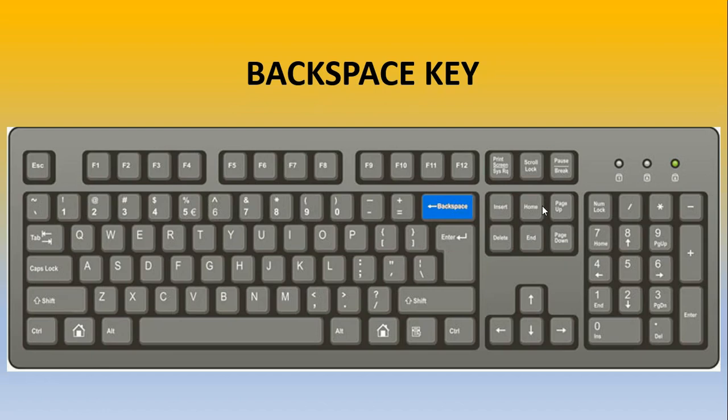So backspace is used to remove the character to the left of the cursor. You can see it on the keyboard. The blue colored key is the backspace key, and it is marked with the arrow to the left side. Means the character to the left of the cursor will be erased using the backspace key.